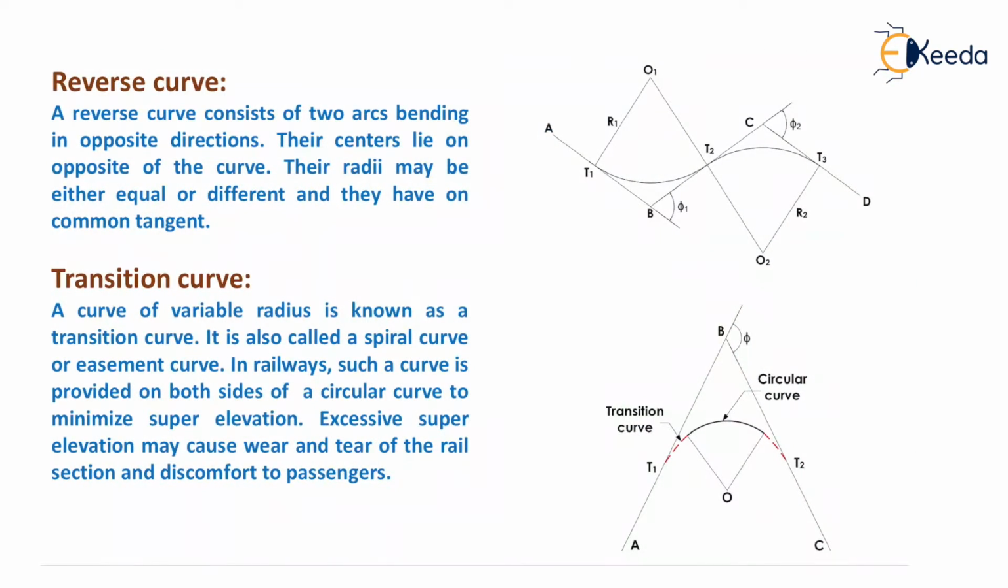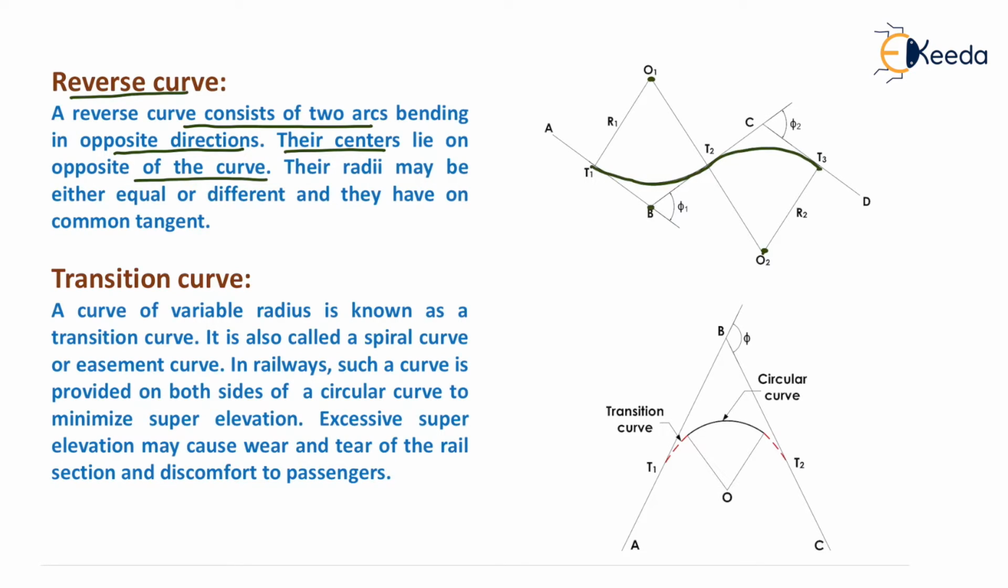Now the next curve is the reverse curve. A reverse curve consists of two arcs bending in opposite direction. It means that one curve is like this and another curve is like this. Their centers lie on opposite sides of the curve. The center of the first curve will be here and the center of the second curve will be here.